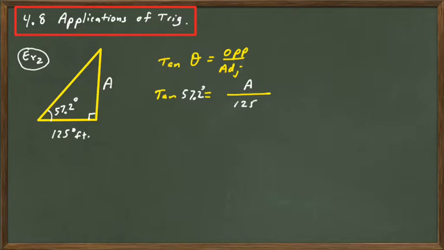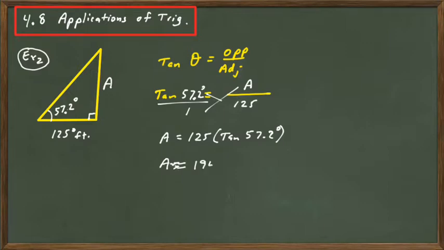So 125 feet. Solving for A, 1 times A is just A. Cross multiplying gives me 125 times the tangent of 57.2 degrees. You would have to use your calculator, but hopefully it would come out to approximately 194. So A is about 194 feet. That was finding a side of a right triangle.